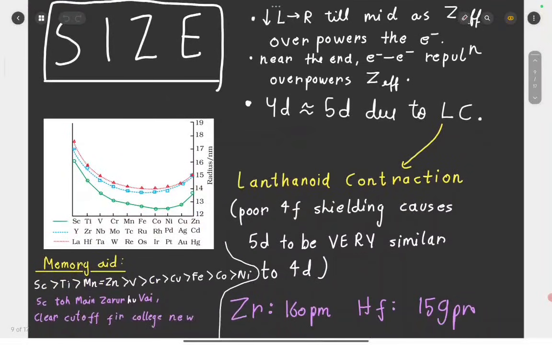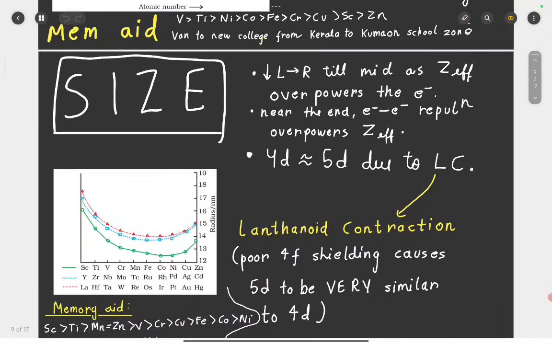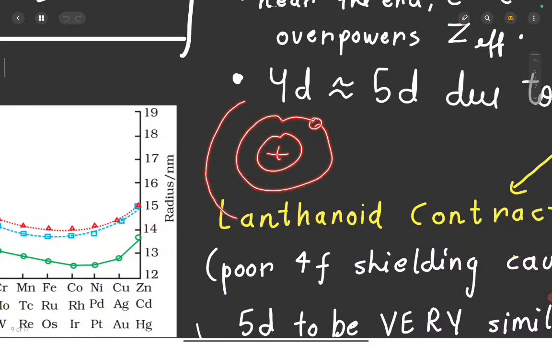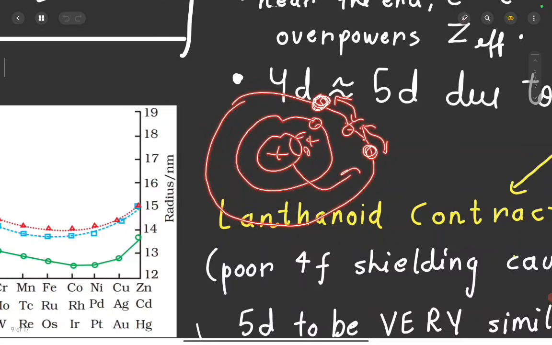Now we come to the size. Okay, size decreases left to right like normal, but in D block this trend only goes on till the center of the period because Z effective till that point is overpowering the electronic repulsion. Like basically if this is the atom, the effective nuclear charge is like every increase in atomic number, one electron is being added, like I added another. So these electrons are repelling each other, but the added positive charge here counterbalances it and compensates for it basically.